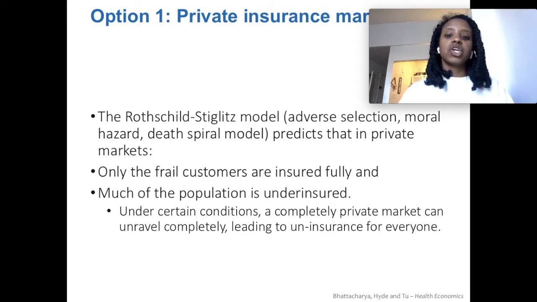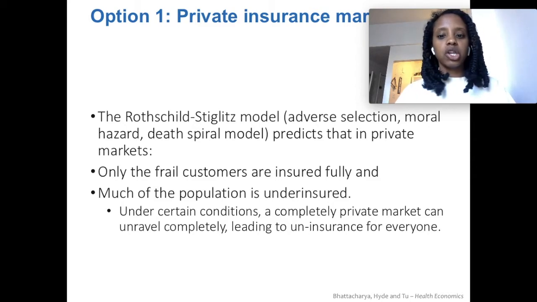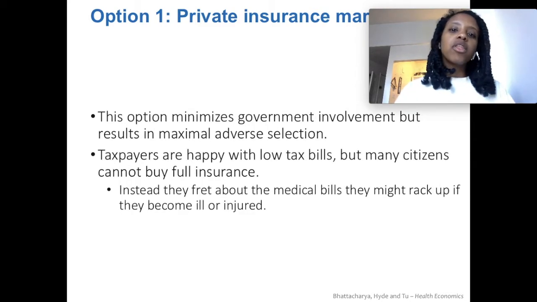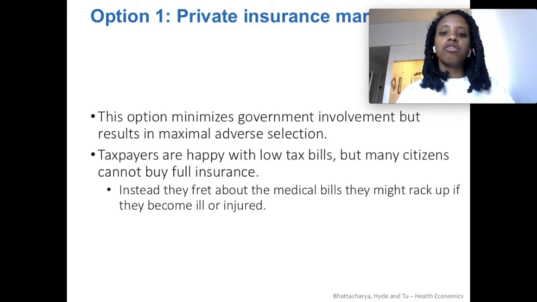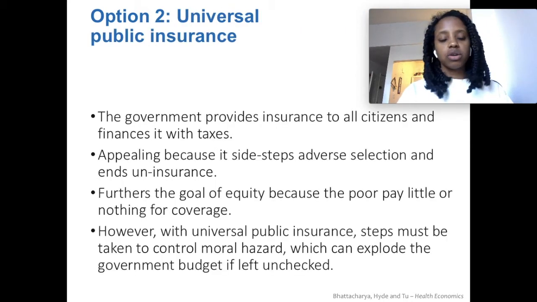There are even some conditions under which a completely private market could totally unravel, where everybody would end up uninsured. The thing about the private market is that it minimizes government involvement, even while it's maximizing adverse selection. So taxpayers can be happy with low tax bills, but a lot of people just won't be able to buy insurance, or not good full coverage. While they might be happy about low tax bills, they might at the same time worry about medical bills that they could rack up if they were to become ill or injured. So that's option one, totally private insurance. It has its pros and cons.